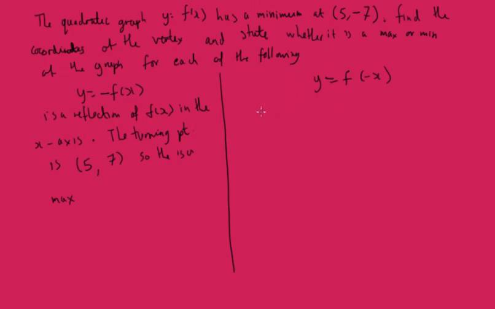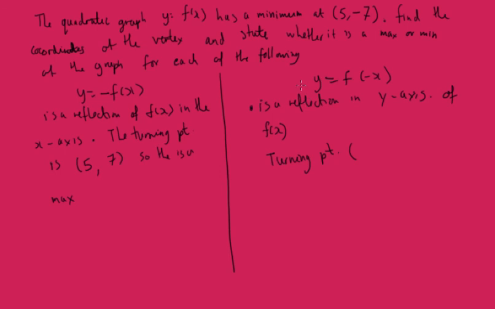Now for this one, this is a reflection in the y-axis of f of x. So the turning point here, the term turning point is a generic term for anything that's a maximum or a minimum. You can just say it's for any time in the quadratic curve where there is a turn in the direction of that curve. So you can use the word turning point if you're not sure if you're talking about maximums or minimums.